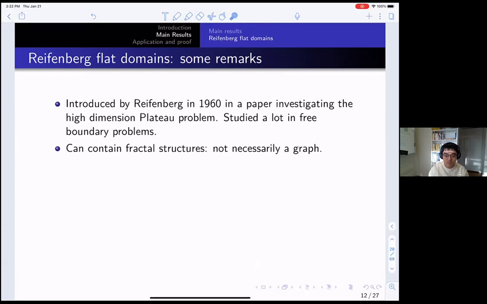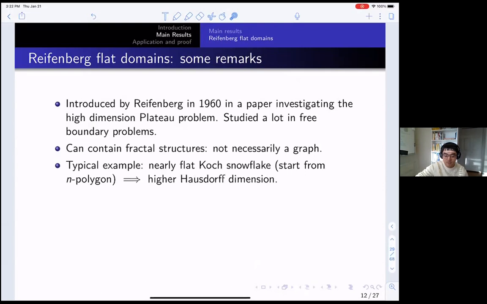Typically this kind of domain can contain fractal structures, so the turning behavior in the last picture will occur. So it's not necessarily a graph domain. A typical example is the snowflake fractal. If we want flatness, we need to start from an n-polygon for n very, very large, and then things can be as flat as we want.